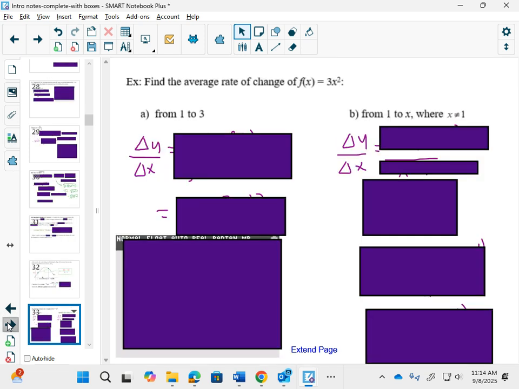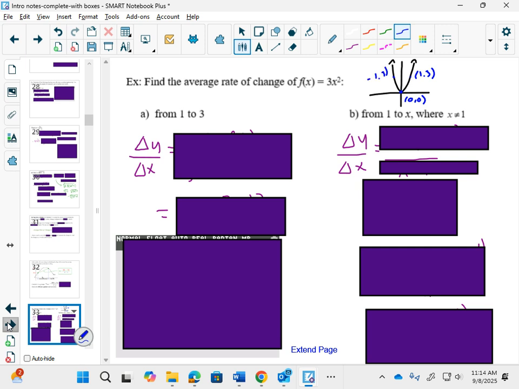So if you had 3x squared, which is a parabola with (0, 0), it would have (1, 3), and (-1, 3). I guess way up there it would have (2, 12), right? So if you drew a secant line, and then even farther up, it would have (3, 27).